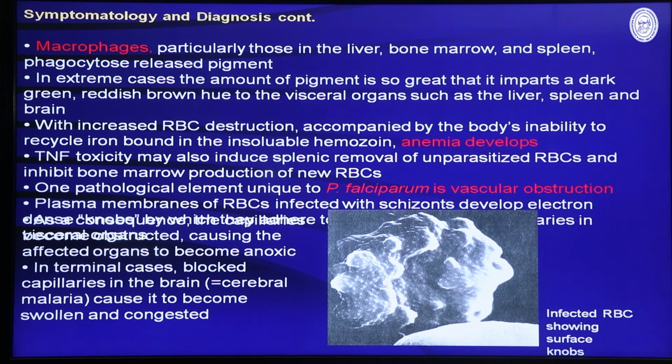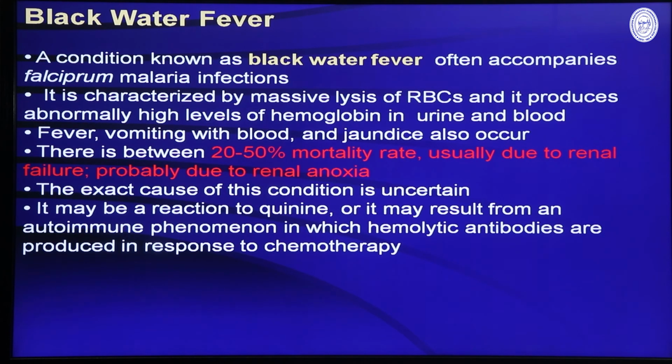Now, one of the pathological elements that is very unique in the case of Plasmodium falciparum is the vascular obstruction that usually causes the veins and the arteries to be clogged, and that results in an instant anoxic condition that terminates in fatal cases. It blocks the capillaries in the brain, and in that case it is called cerebral malaria. Because the venules and the arterioles supplying the brain are clogged, anoxia takes place within that part of the brain, causing a seizure, and the patient may succumb.